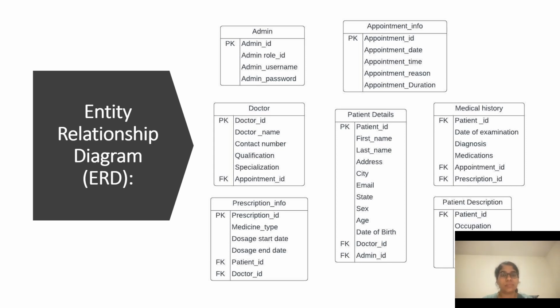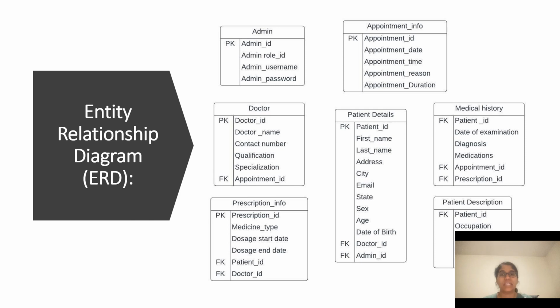Coming to the patient details, here there are different attributes: patient ID, first name, last name, address, city, email, state, age, date of birth, doctor ID, and then admin ID. Doctor ID and admin ID are foreign keys, taken from the doctor table and the admin table.